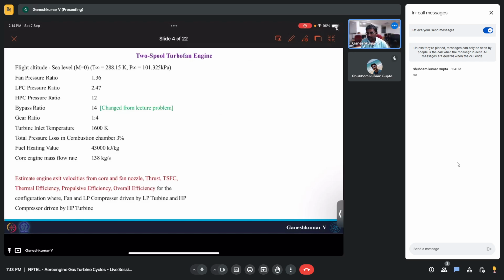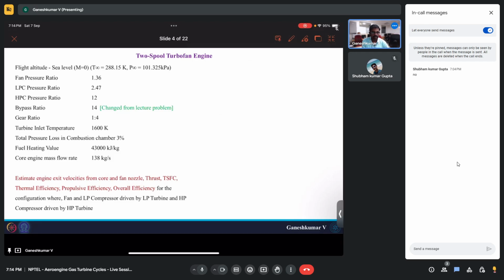And you have low pressure compressor and high pressure compressor pressure ratios, which are 2.47 and 12. Fan pressure ratio is 1.36. Turbine inlet temperature is 1600 Kelvin. And core engine mass flow rate is also given, 138 kg per second. So we need to find out all the parameters that we are interested in.